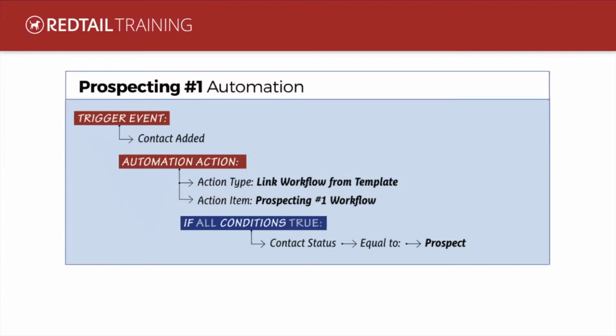So let's go ahead and jump to it. Now we're going to take these two tools, or really three, because we have the cadence, the workflow, and the automation, and we're going to put them all together and create for ourselves a nice prospecting process. Okay.